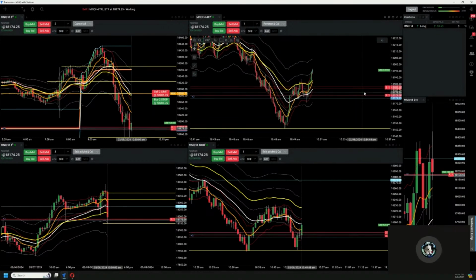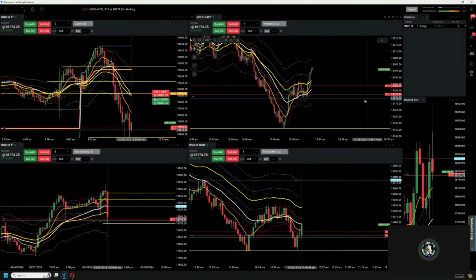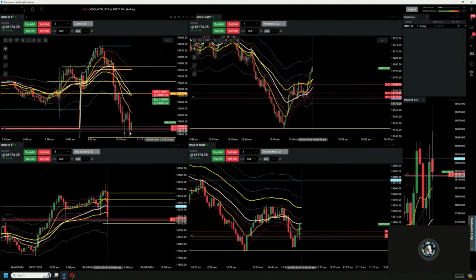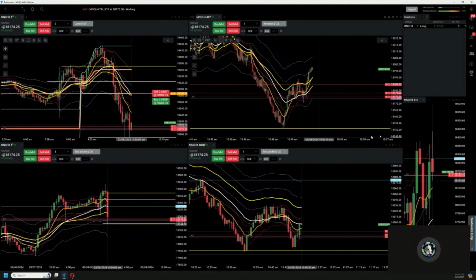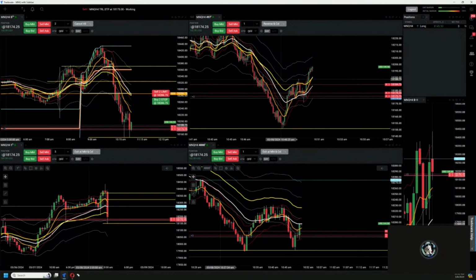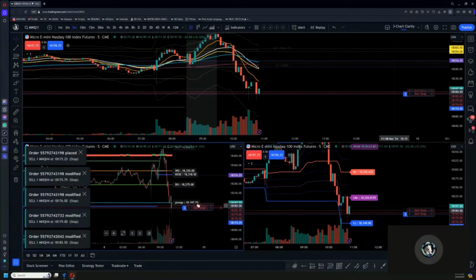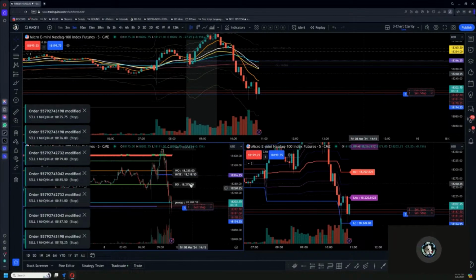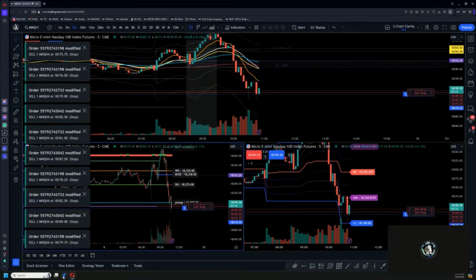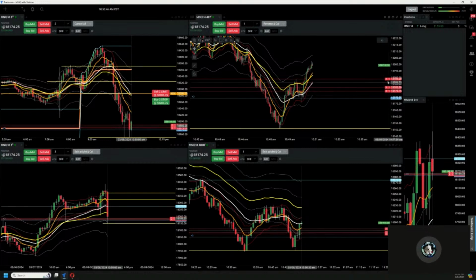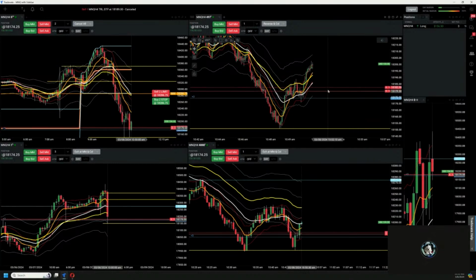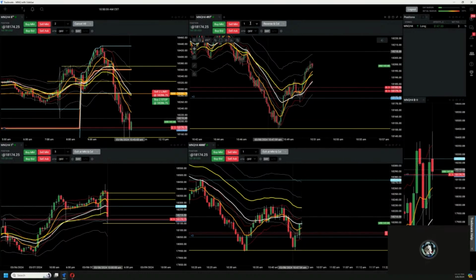I'm long still, 3 lots, up about 130, 140. This looks like this might be a big move up, actually. This might be the actual, okay, we overshot enough. Now let's go for the daily open. This might be that move. This one just feels different.